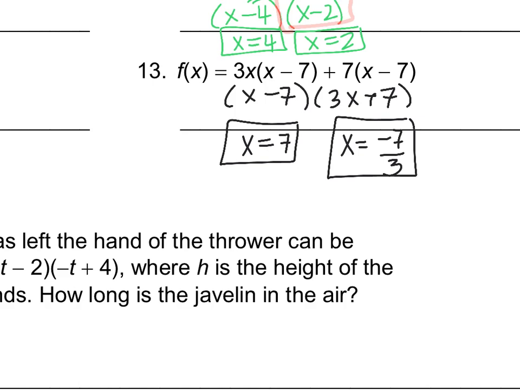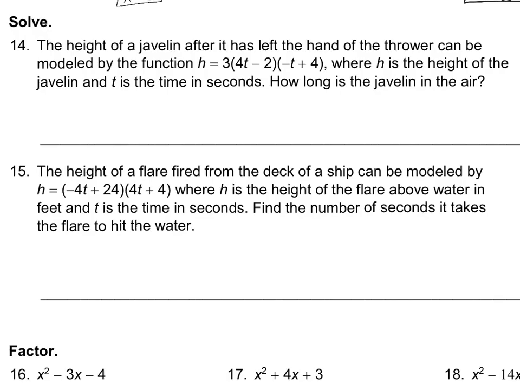Okay, on number 13, x minus 7 repeats. We wrote it once, giving us x equals 7. And the second part is 3x plus 7. We change the sign on the 7, change it to a negative, divide by 3, and our answer is negative 7 over 3.